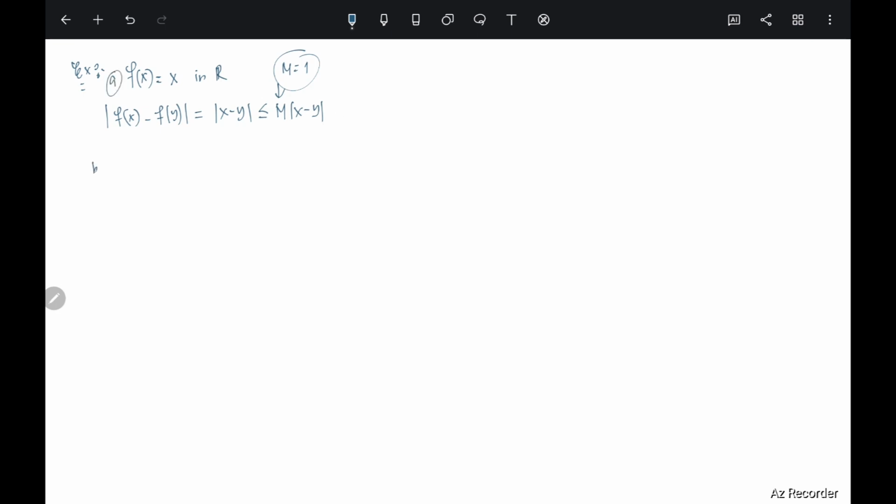Okay, let's look at some other example. Let's say f(x) equals mod x, in R. Now we know that this function is continuous, right? So f is continuous. This we know, it is continuous in R.